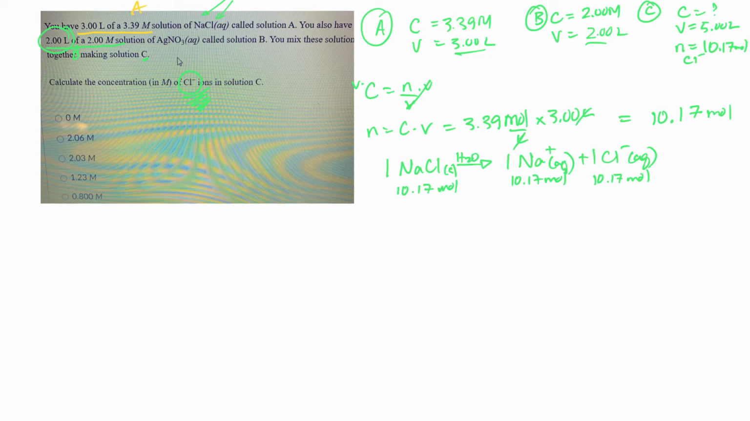So now to figure out the concentration, the number of moles is 10.17 moles, and the volume is 5.00 liters. So if I divide that, it would be 2.034 moles per liter. Sig figs, 3 everywhere, so I'll give it 3. So 2.03 moles per liter. I'm picking that answer.